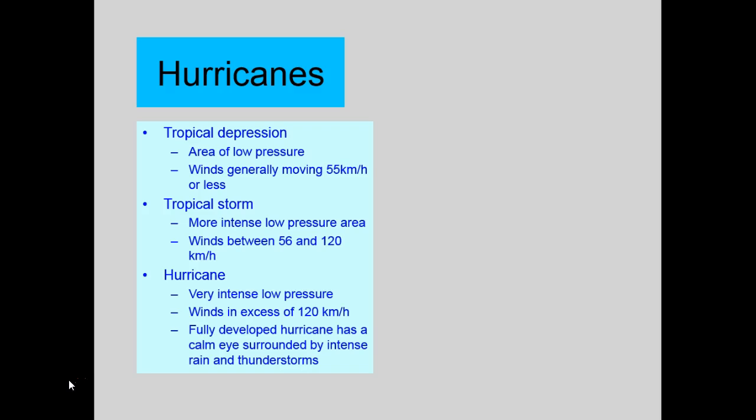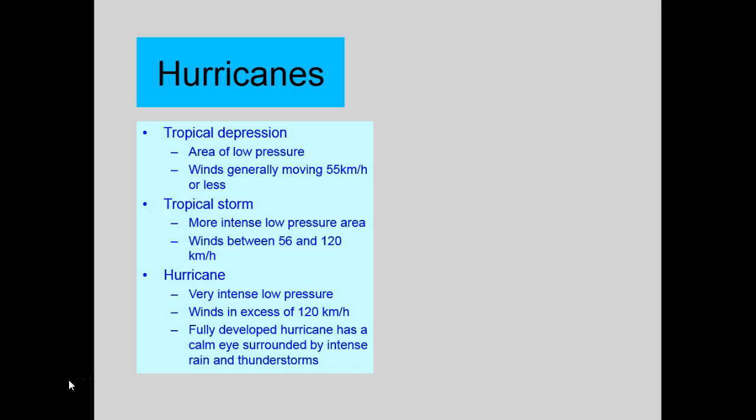And they don't name them until they're tropical storms. They don't name tropical depressions. So the tropical depression is an area of low pressure. Remember, the low pressure is the one that causes its cyclonic activity. Okay? The winds are generally moving 55 kilometers per hour or less. That would be about 36 miles per hour or less. Okay?